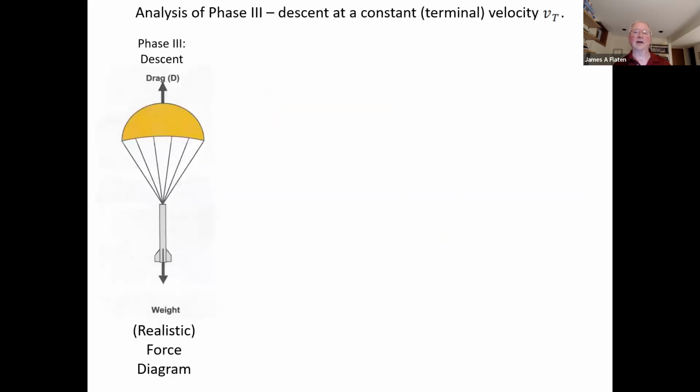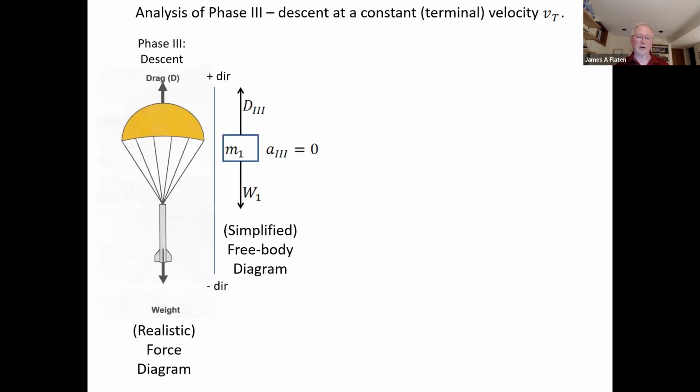So let's just take a look at phase three. Phase three is the simplest of the three. In this case, we have an upwards drag force and a downwards weight, and they will in fact balance. So here's a free body diagram, which shows a mass. It shows an upwards and downwards force. The acceleration is 0.